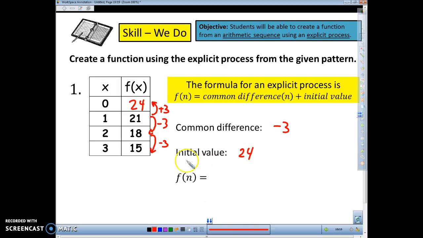So I now need to write my explicit process. F of n equals, well, it's the common difference, which here is negative 3, multiplied times n, and we add our initial value. And I'm going to put this in green. We add our initial value. My initial value here is 24, so plus 24. Therefore, this is my explicit process for this pattern.